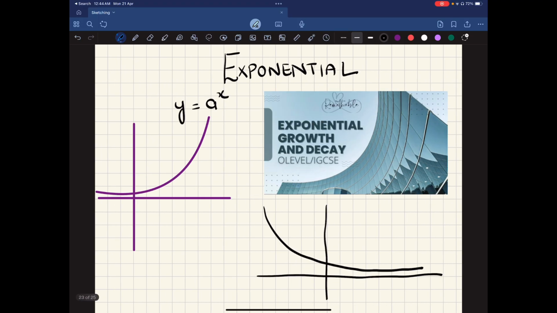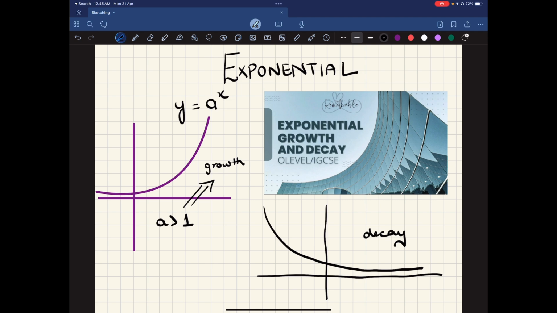Okay, so to sketch an exponential function, you need to find the horizontal asymptote and the y-intercept, and then you should know whether it is a growth graph or a decay graph. The growth and decay basically depends on the value of a. If a is greater than 1, we will have a growth graph.